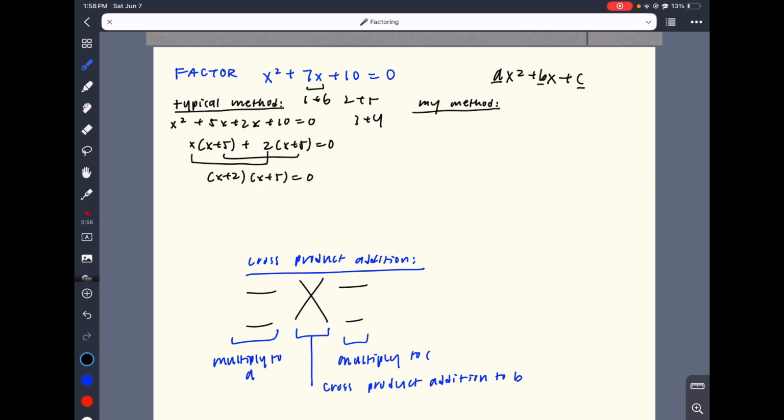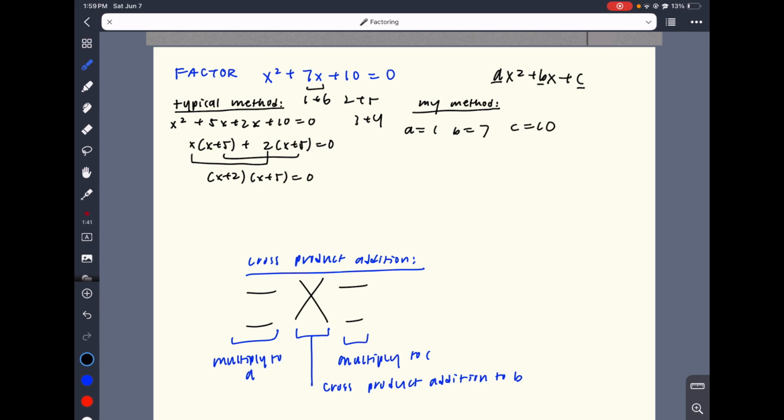when it gets to more complex quadratic equations. And so my method I like to call the cross product addition method. This divides the equation up into three main terms, in which it's ax squared plus bx plus c, where a is the coefficient in front of x squared, b is the coefficient in front of x, and c is the constant, which has no x next to it, it's just a number. In this case, our a for x squared is 1. Our b, the number in front of the x, is 7. And then our c, the constant with no x, is 10.